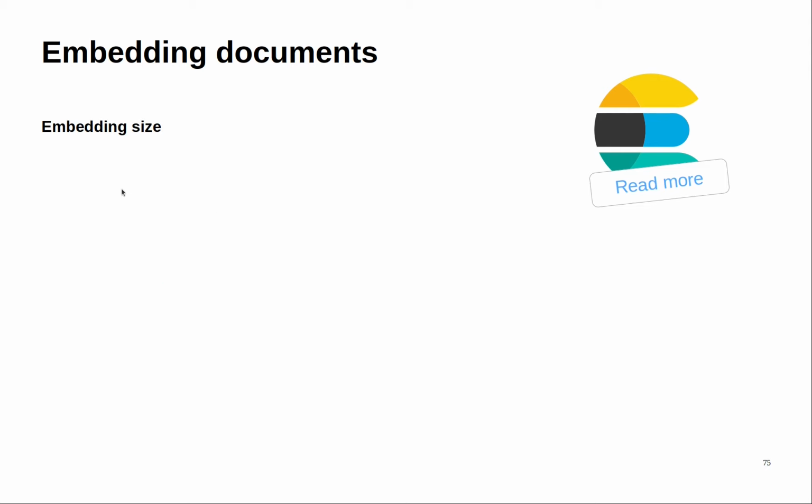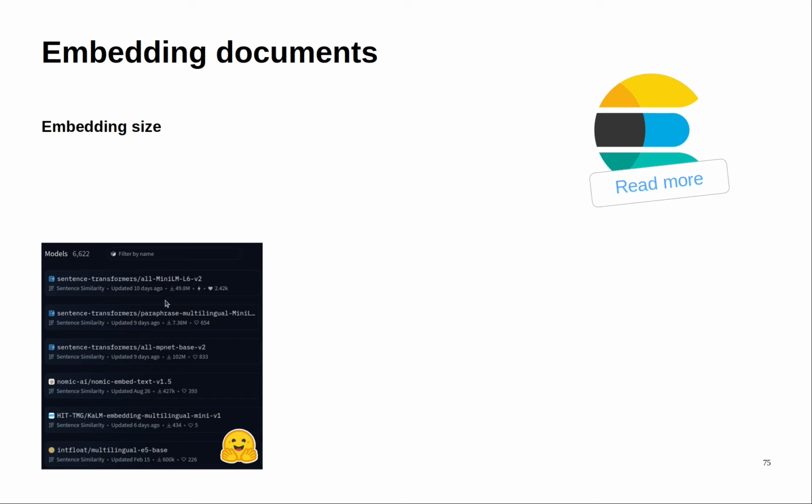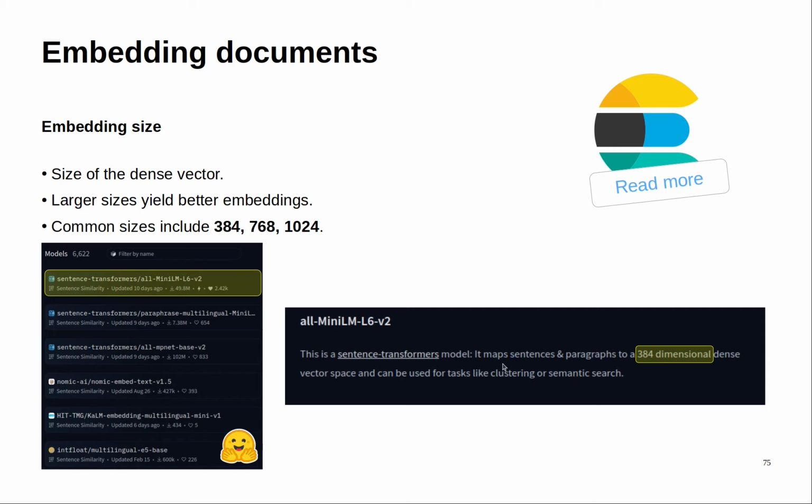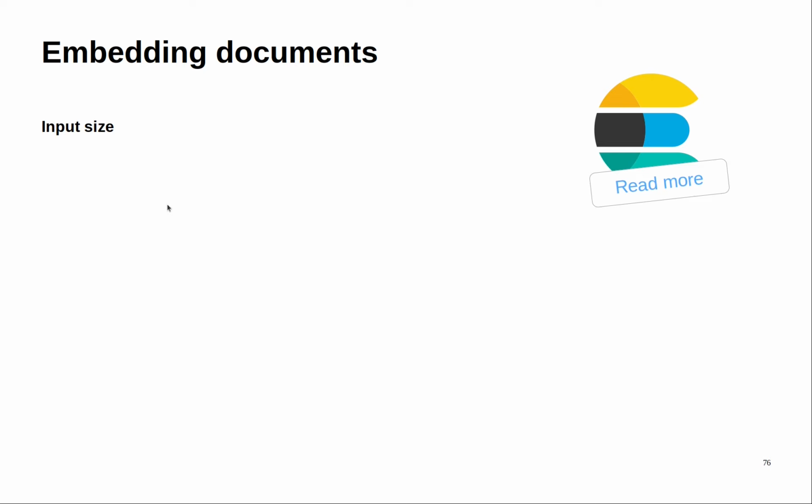Consider the embedding size when selecting a model from Hugging Face. This parameter represents the size of the dense vector. Generally, larger sizes produce better results, with common dimensions including 384, 768, and 1024. In the image, I have included a list of models available on Hugging Face. If we click on the first model, we can see that this model converts sentences and paragraphs to a 384-dimensional dense vector.